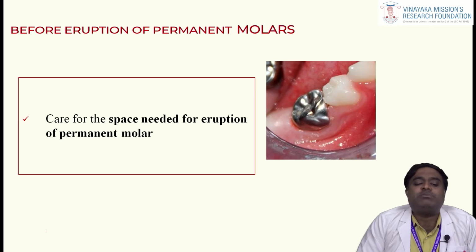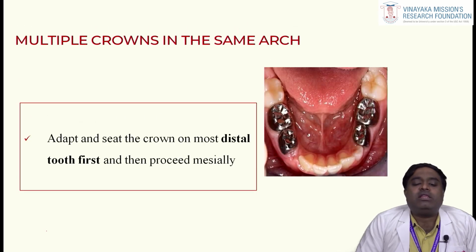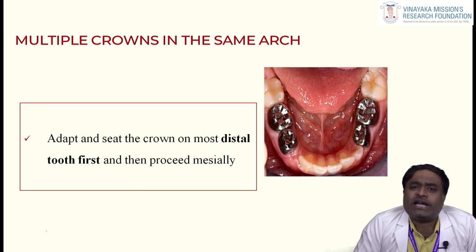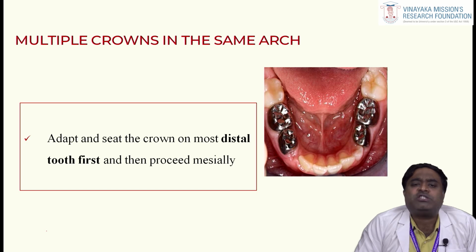So the next modification is before the eruption of the permanent molars. Care must be taken for the space needed for the eruption of the permanent molar. Next, multiple crowns in the same arch. While doing this modification, adapt and seat the most distal crown first. For example, if you are doing the primary first molar and second molar, we will first adapt the second molar. After finishing the second primary molar, we will come to the first primary molar.